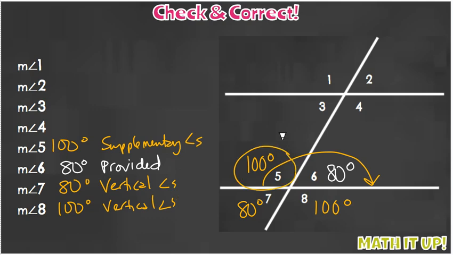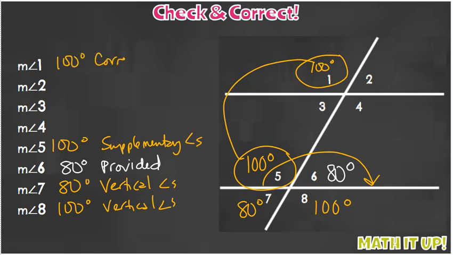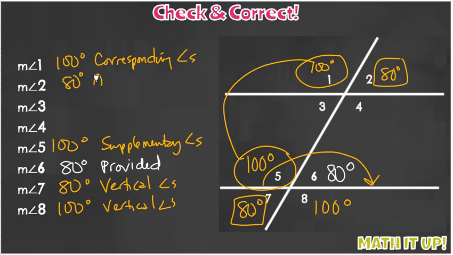And then how about going from 5 to 1? These are corresponding, and therefore they are the same measure. They're in the same place within that set of 4. And then 2, we could be fancy here and do alternate exterior angles. And 3, well, we know this one's 80. This must be 80 due to alternate interior angles.